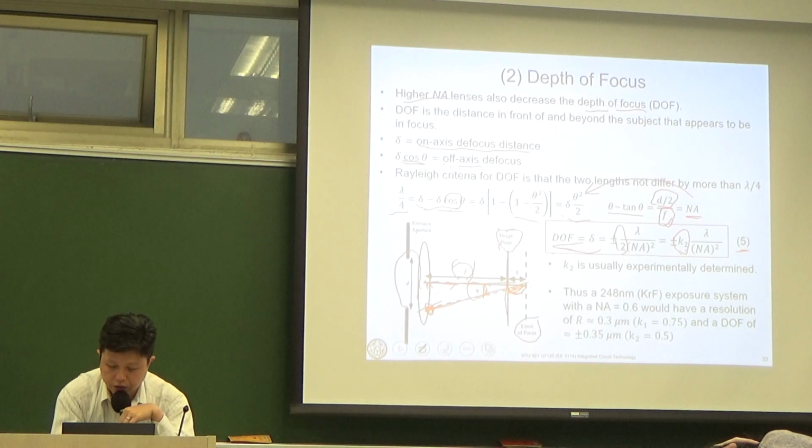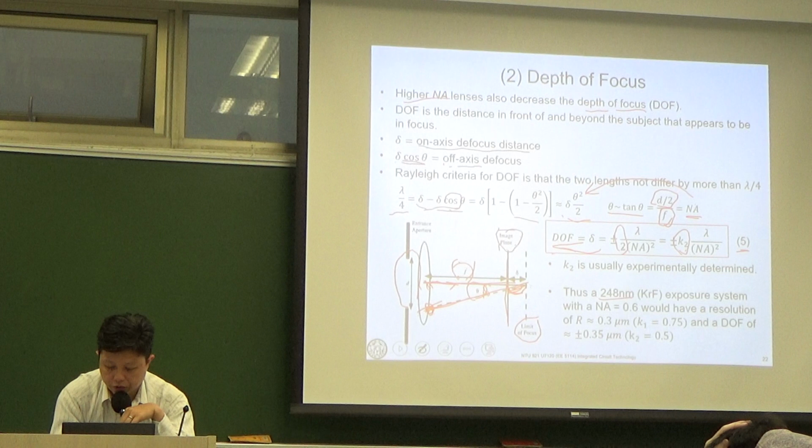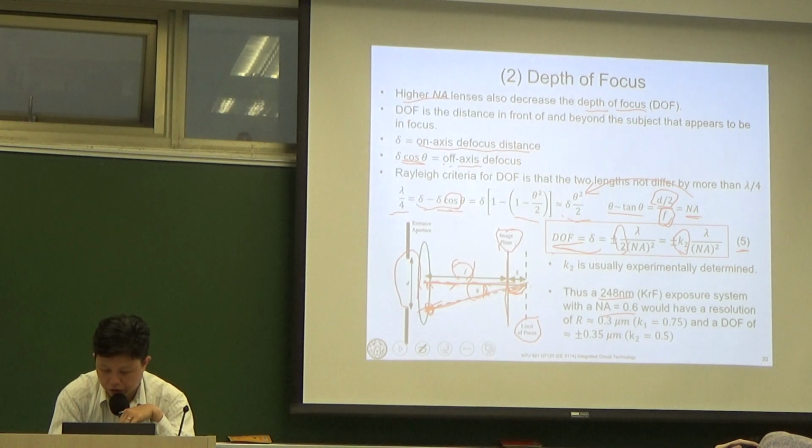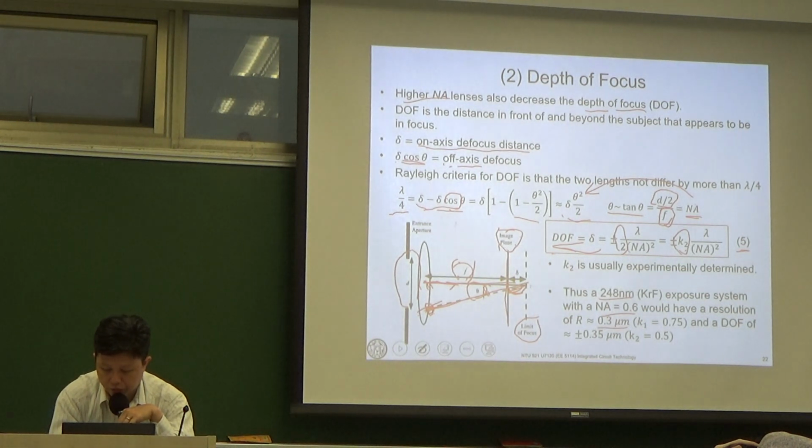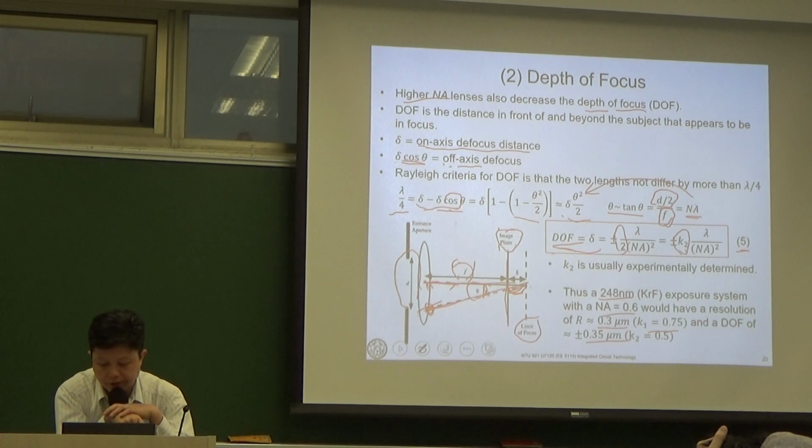Here's just an example. If you use lambda equals 248 nanometers with NA equals 0.6, if k1 is 0.75, you have a resolution like 0.3, and a depth of focus like 0.35. Just so you can get a sense of this.